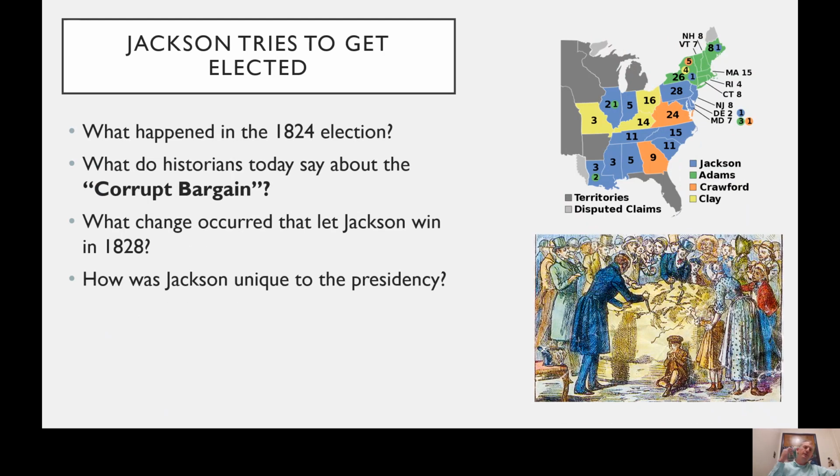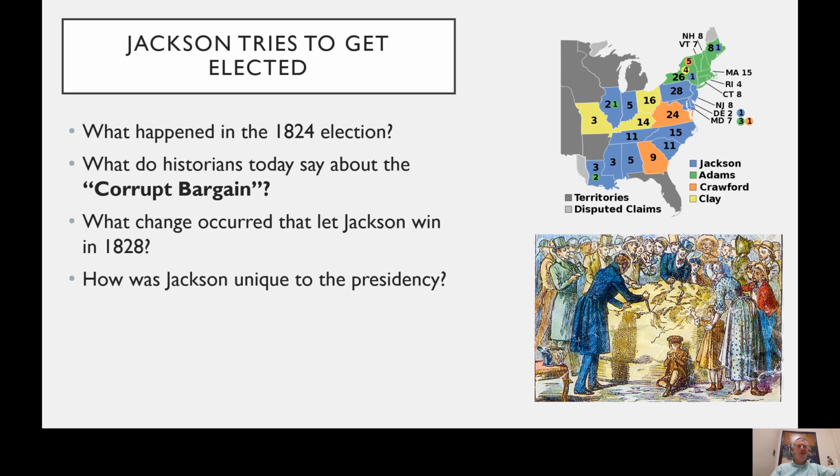All right. The first time Jackson runs for the presidency is 1824. Nobody gets a majority of the Electoral College, which means it goes to the House. Andrew Jackson is running against John Quincy Adams. Henry Clay from Kentucky also ran, and he helps convince people to vote for John Quincy Adams. Andrew Jackson's furious because he feels that some shady dealings went on, that he should be the president.